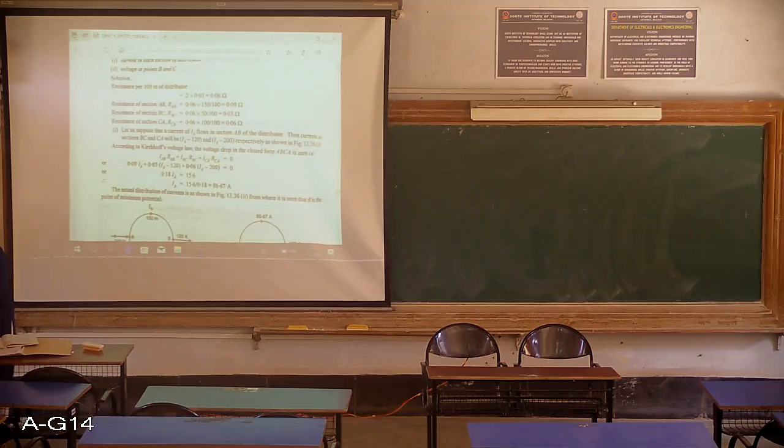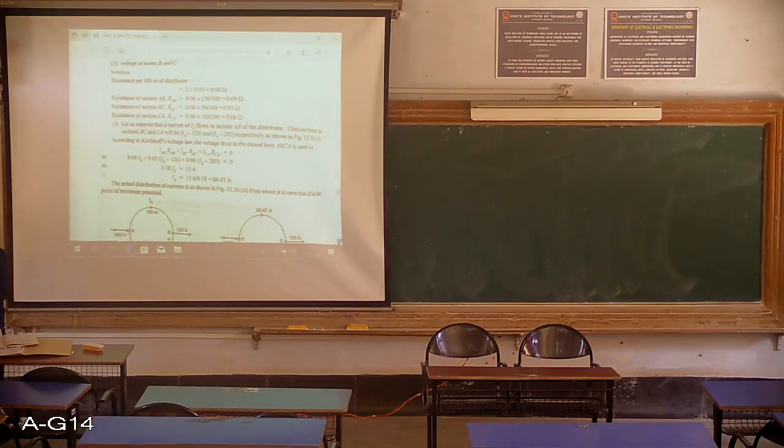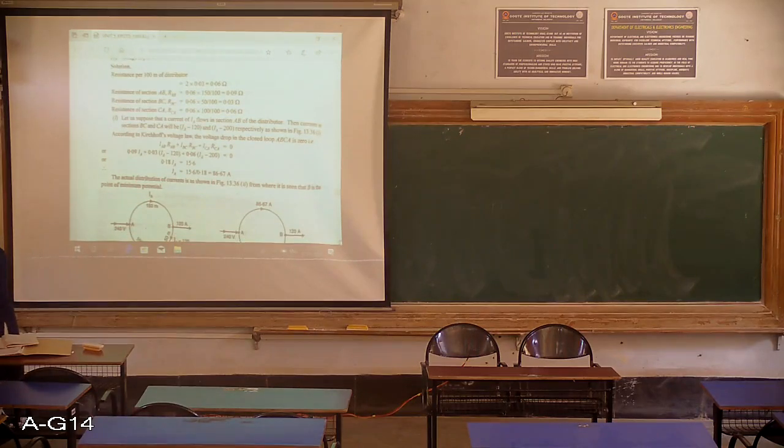Okay. So resistance per 100 meter of the distributor is two conductors, right? So 2 into 0.03, it is 0.06 ohms. Then you calculate the resistance of A to B, 150 meters. So 0.06 into 150 by 100, so it will be 0.09 ohm. Then resistance of section BC 50 meters, so find out that value. Then resistance of section CA.